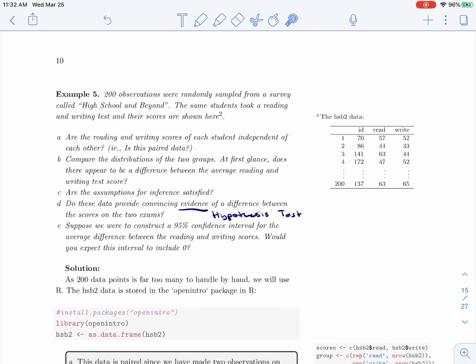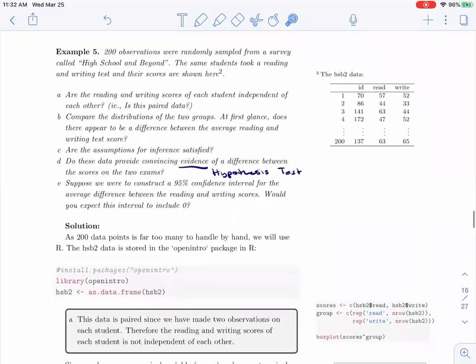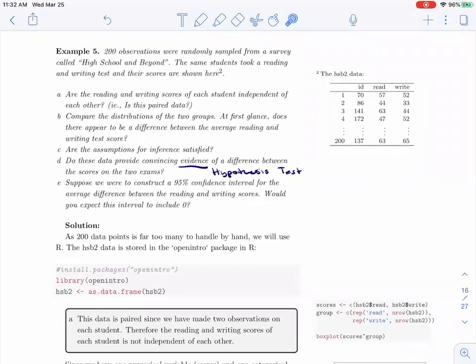So it looks kind of easy, but it's actually a huge question. Do these data provide convincing evidence of a difference between the scores on the two exams? Okay. And then suppose we were to construct a 95% confidence interval for the average difference between the reading and writing scores, and then based off of part D, would you expect this interval to include 0? And so let's go ahead and do that.